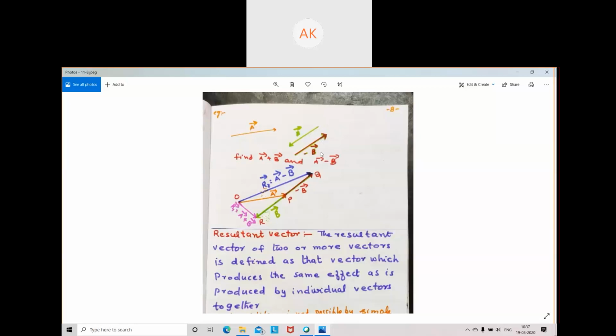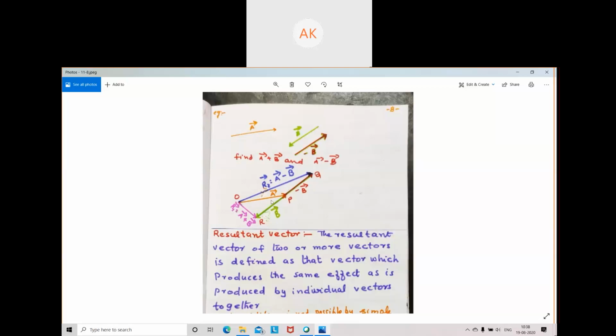What do we have to do now? We have to find A minus B. So what will you do? At the tip of vector A, the tail of vector minus B is to be kept. A minus B is actually A plus minus B. Let us see in the figure. This is vector A. You can draw it here, or here, anywhere you like, but I have drawn it here.